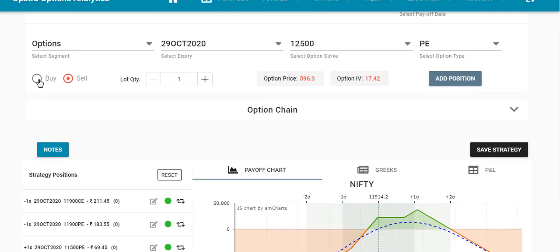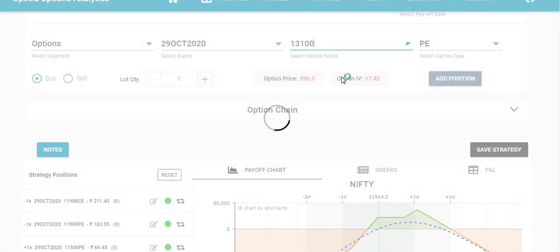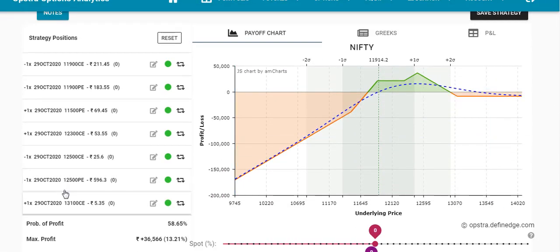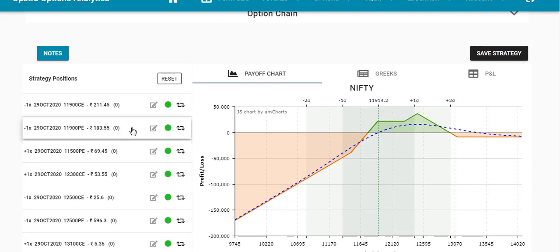So now we need to hedge our position. We need to buy 600 points away for one call, which makes it 13,100. We need to buy one call here, and we need to subtract 600 points from 12,500, which makes it 11,900. We have already shorted 11,900 here, so we will not buy this one.